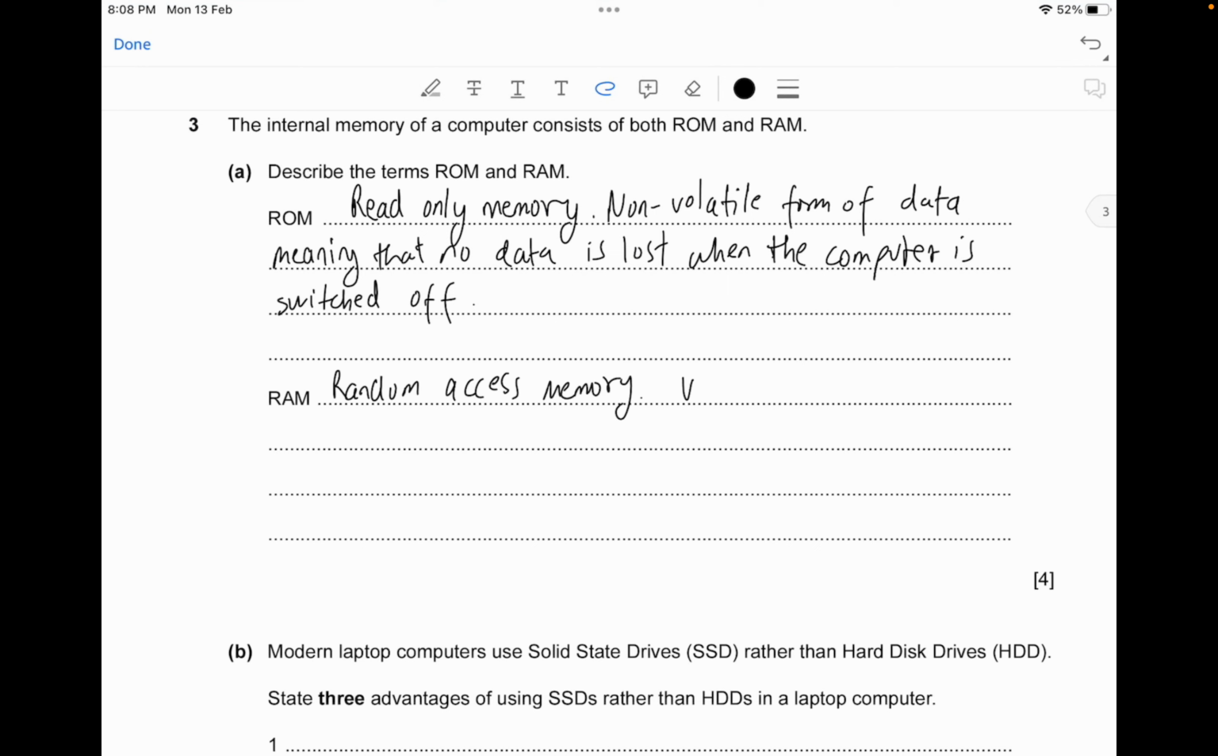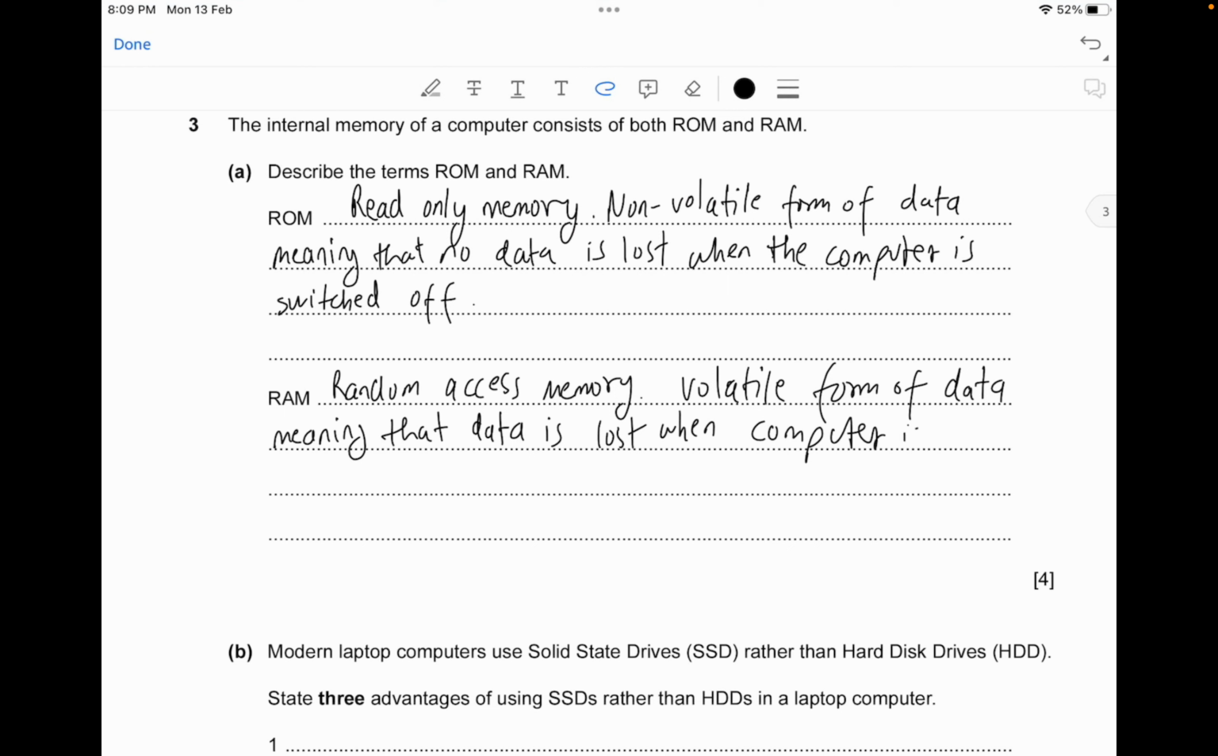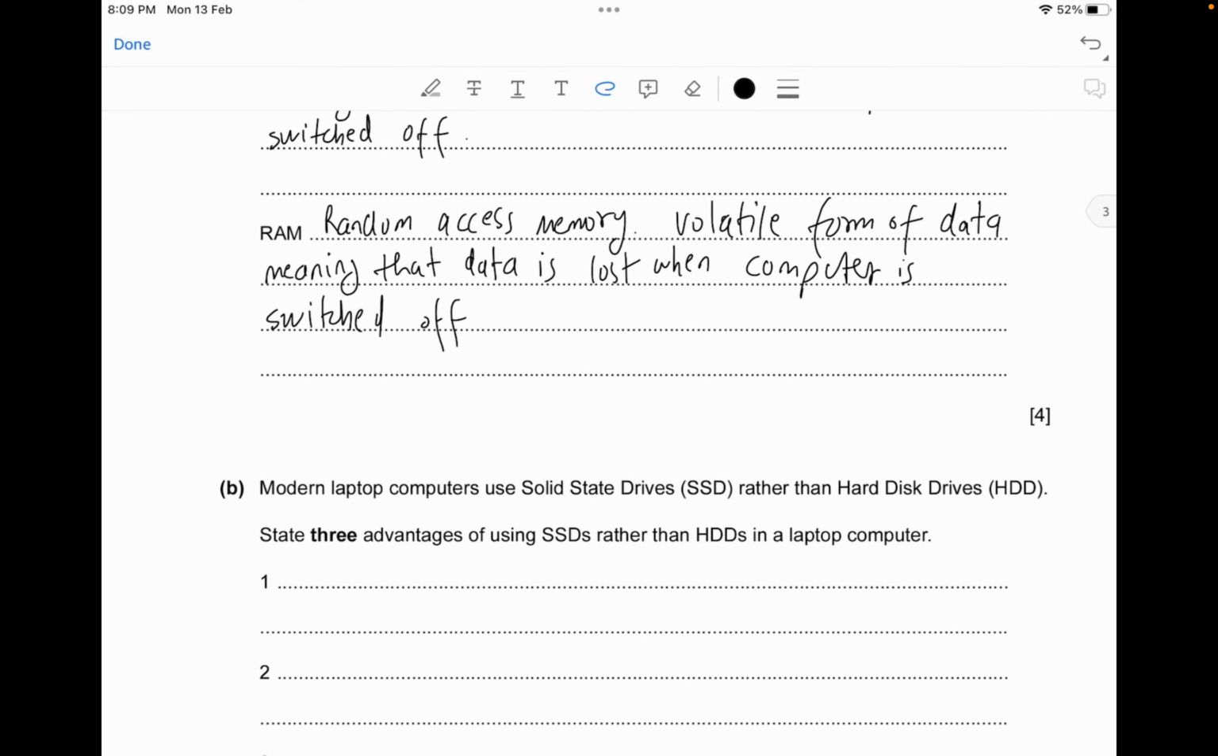RAM is a volatile form of data. It's the opposite form of ROM. So what that means is that data is lost when the computer is switched off. ROM is a non-volatile form of data, so the data is not lost, whereas RAM is a volatile form of data, so the data is lost when the computer is switched off. Alright, let's move on to the next question.